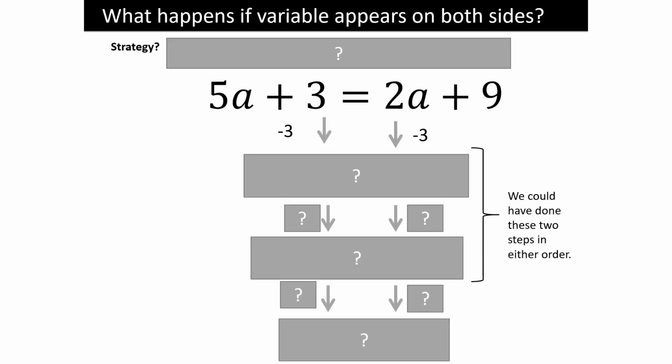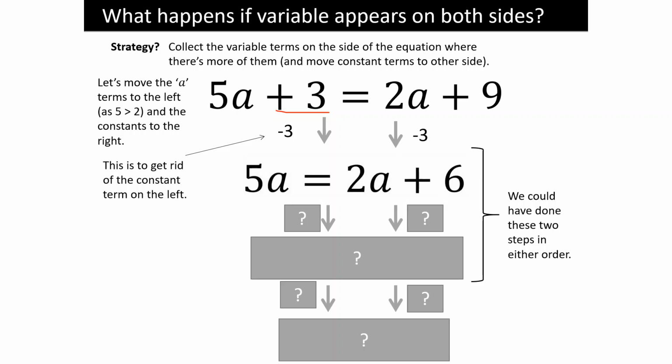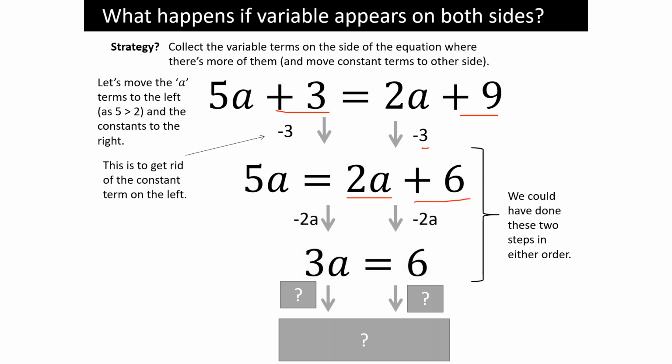Now, as discussed previously, the strategy is to collect all variables on one side and then all the constants should fall on the other side. So, in order to do this, we first need to get rid of this positive 3 right here. So, to get it to the right-hand side, we're going to subtract 3 from both sides. So that now becomes 5a is equal to 2a plus 6, because this positive 9 minus 3 is positive 6. Then after we've done that, we're going to get rid of this 2a. We're going to bring it to the left-hand side. So we're going to subtract 2a from both sides. So we now have 3a is equal to 6.